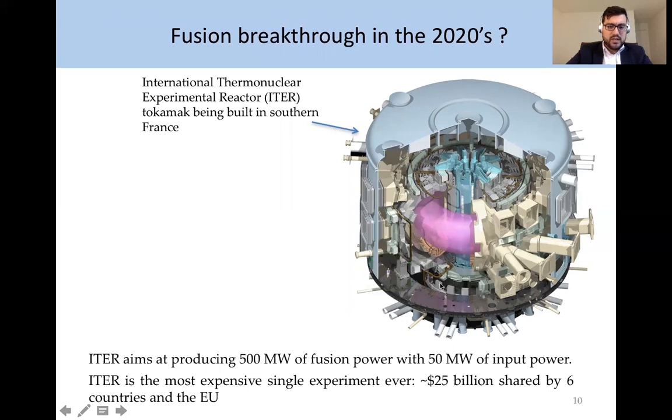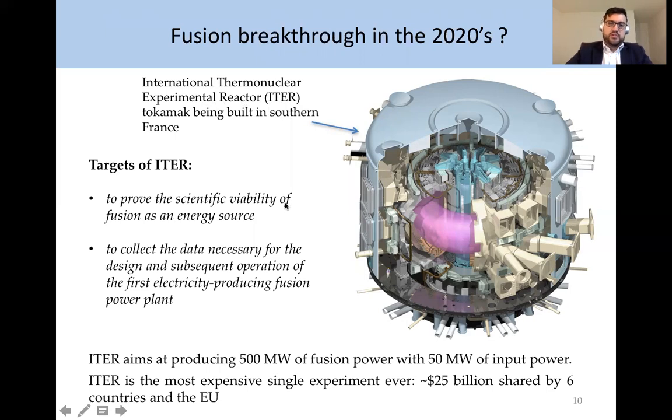And the targets of ITER are twofold. First is to prove the scientific viability of fusion as an energy source, not yet the commercial viability, but the scientific viability, and to collect the necessary data for subsequent machines, electricity producing fusion power plants. So ITER aims at producing 10 times more fusion power than it would be necessary to inject to produce the ignited plasma. So 500 megawatts from an input of 50 megawatts.